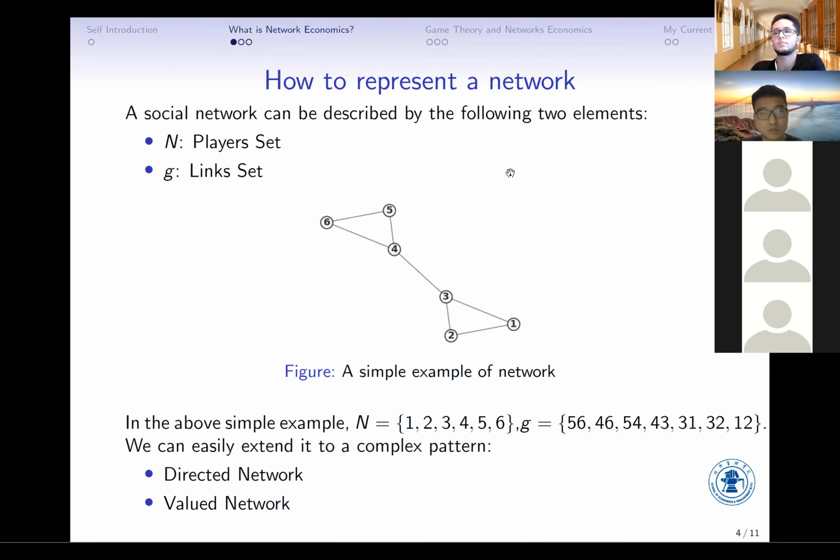First, I want to introduce how to represent a network. A social network can be described by the following 2 elements. The first is the player set, and the second is the link set. For example, in the figure, we can see the player set is 1, 2, 3, 4, 5, and 6, and the link set includes 5 to 6 and 5 to 4, and so on. We can call it G.